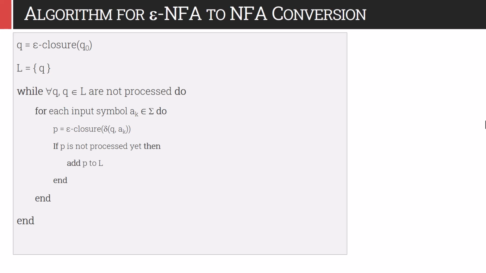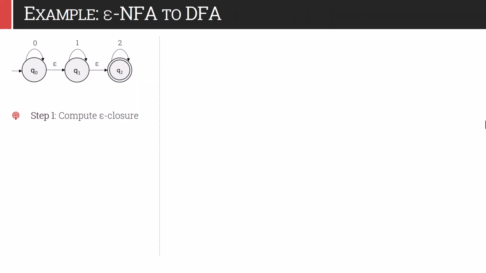Okay, so we'll add P to the list. If it is processed, then it is already in the list, so no need to add it into the list again and again. And this process we have to repeat for all the states in the list. Once all the states are processed, then we will go on to construct the DFA of the generated states. Let us understand it through an example.